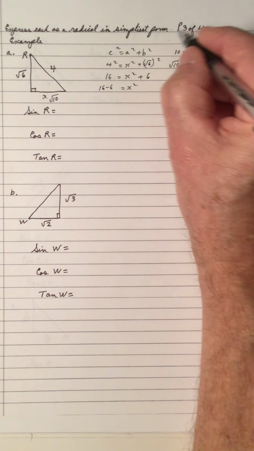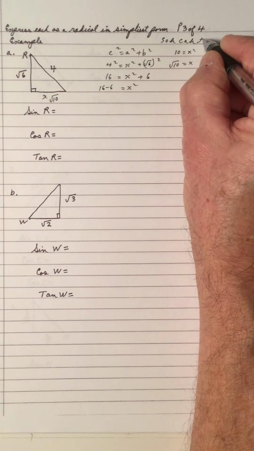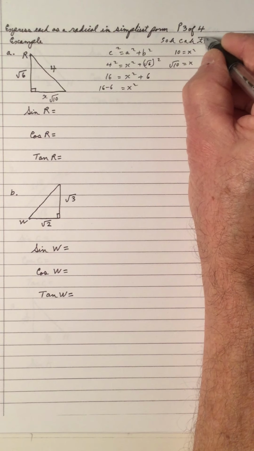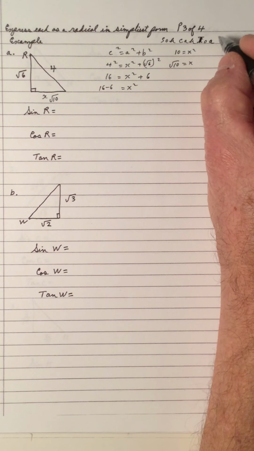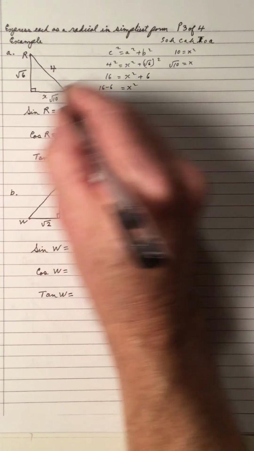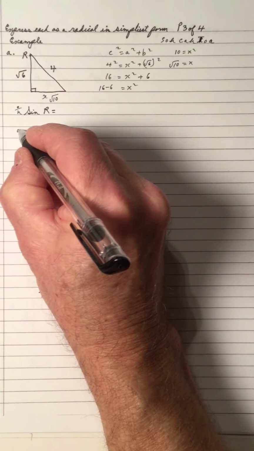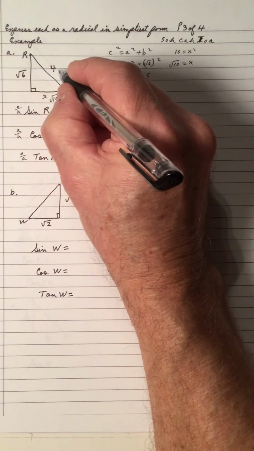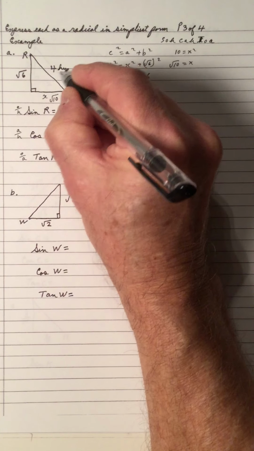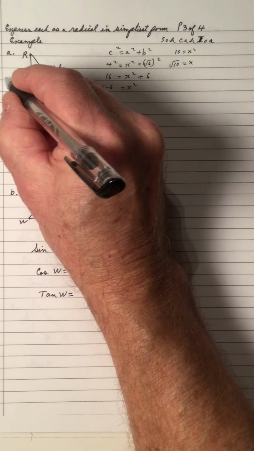Now we have to do SOHCAHTOA. Make that a large T, so that's what I've been doing all along, and that's an A. So sine is opposite over hypotenuse. Cos is adjacent over hypotenuse. Tan is opposite over adjacent. So in terms of angle R, again, this is always the hypotenuse, opposite the right angle. In terms of angle R, this is opposite, and that's adjacent.